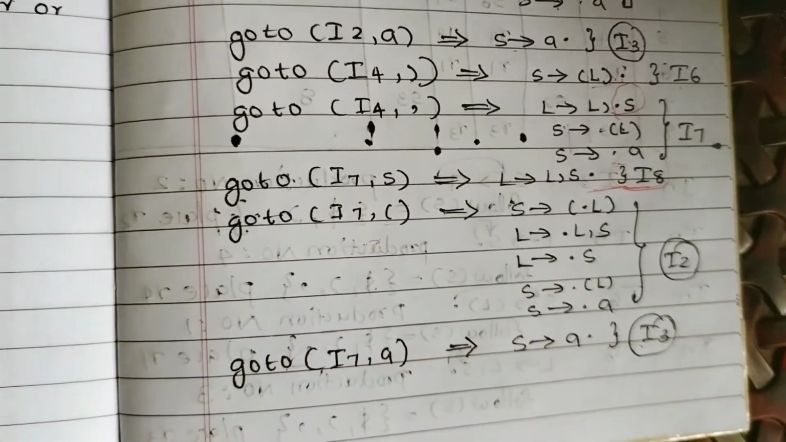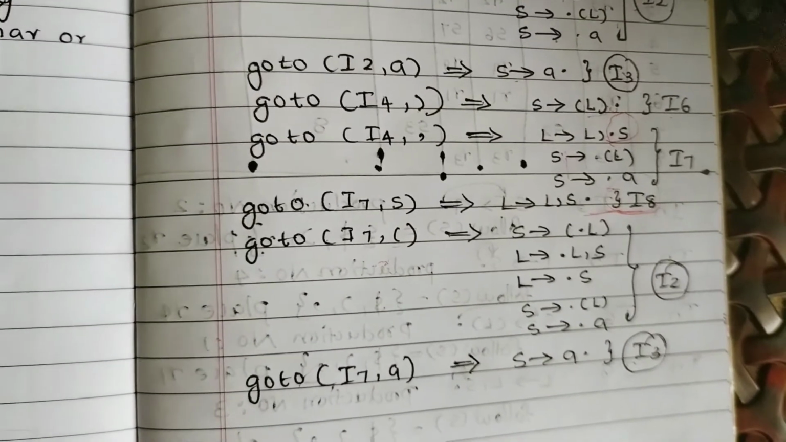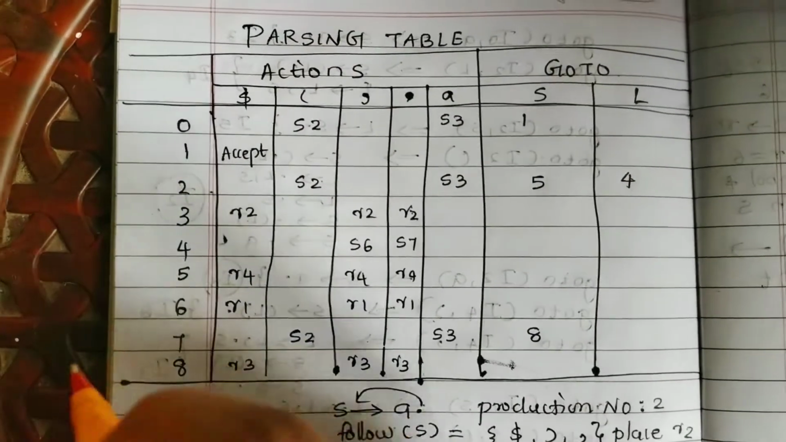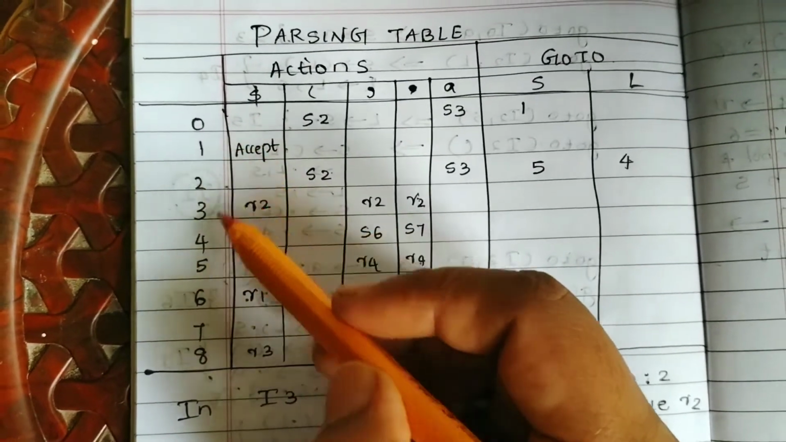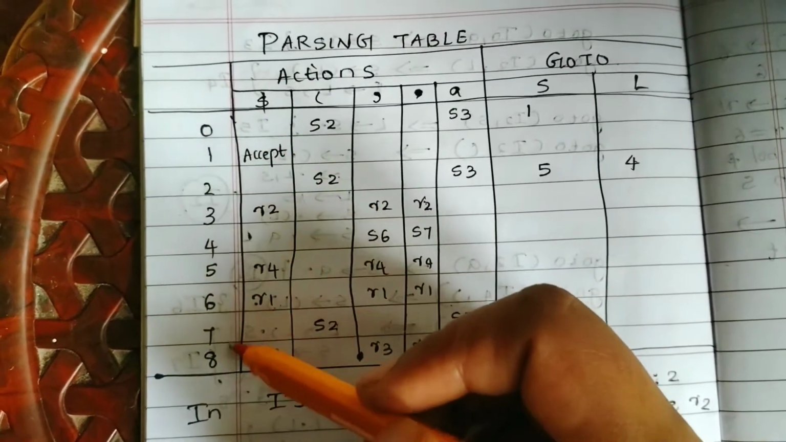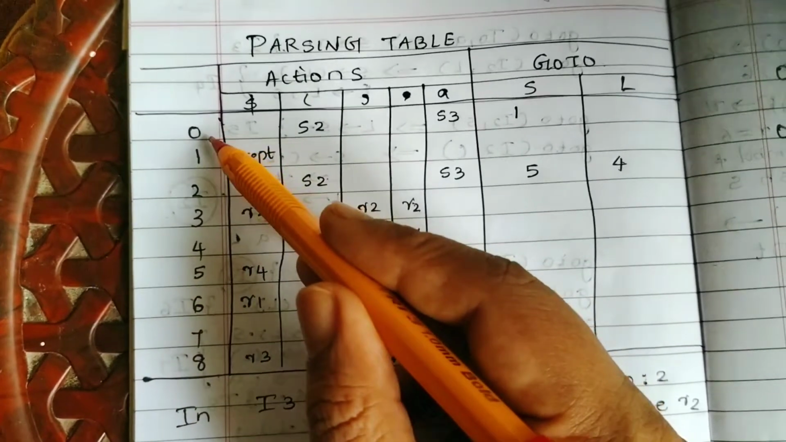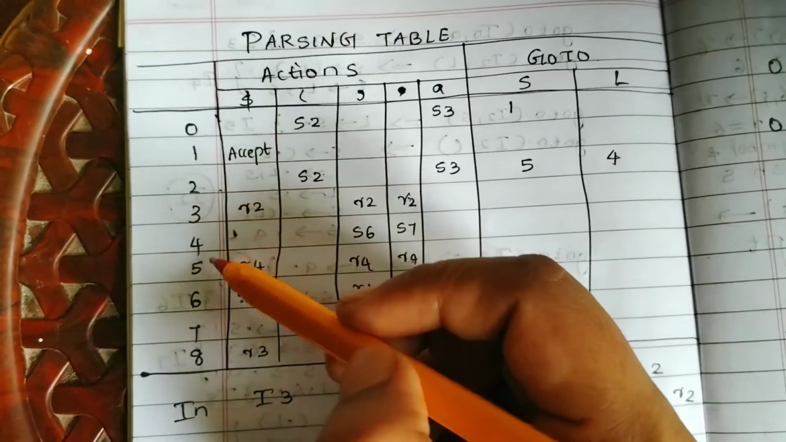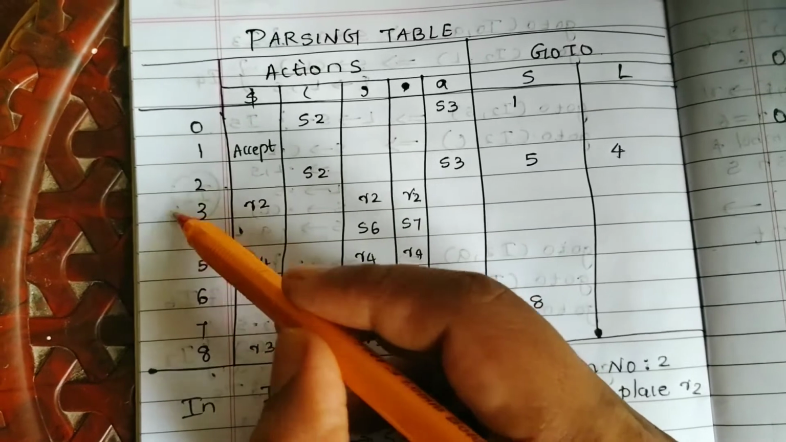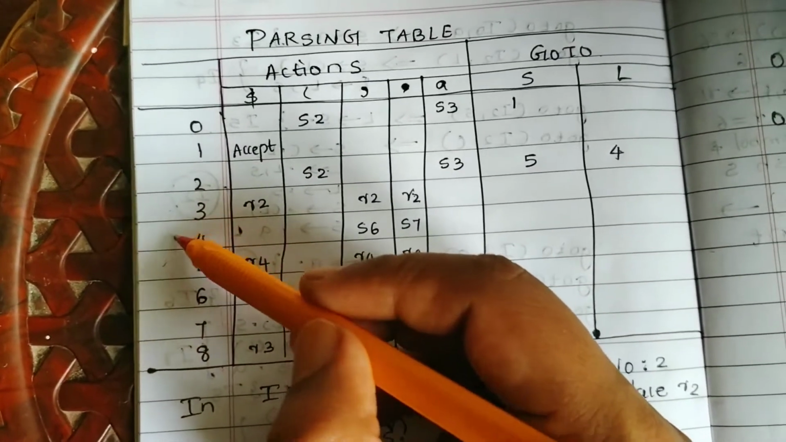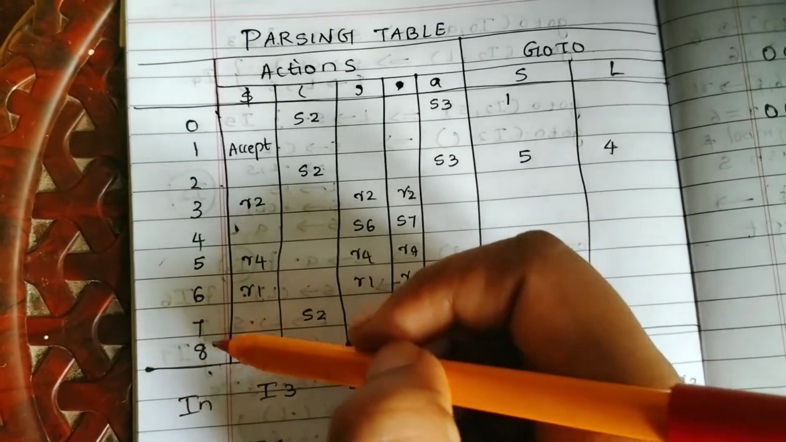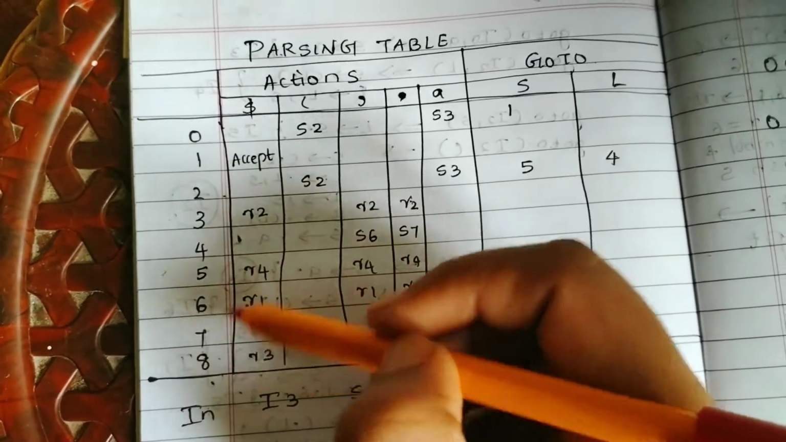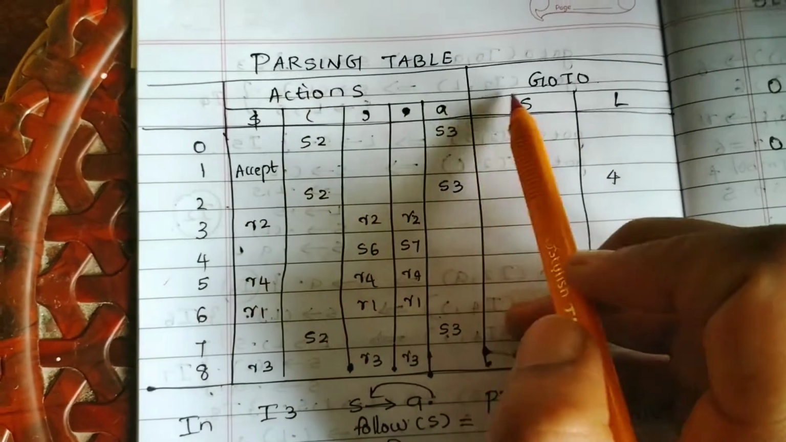Next we have to construct the parsing table. It is also very simple. We have reached from I0 to I8, right? So 8 states we are having. So we will simply write 0, 1, 2, 3, 4, 5, 6, 7, 8, namely the states. I0, I1, I2, I3, likewise we reach till I8. So those states we have mentioned, and here actions and go to.